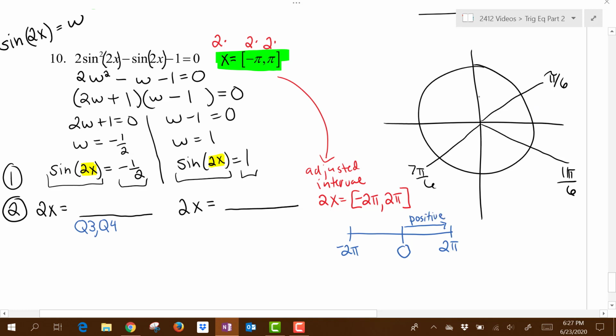So what that means is when I pick up that quadrant 3 angle, going in the positive direction, that's 7 pi over 6, so that's a solution I'm going to keep. And then I pick up 11 pi over 6, which is another solution we want to keep.